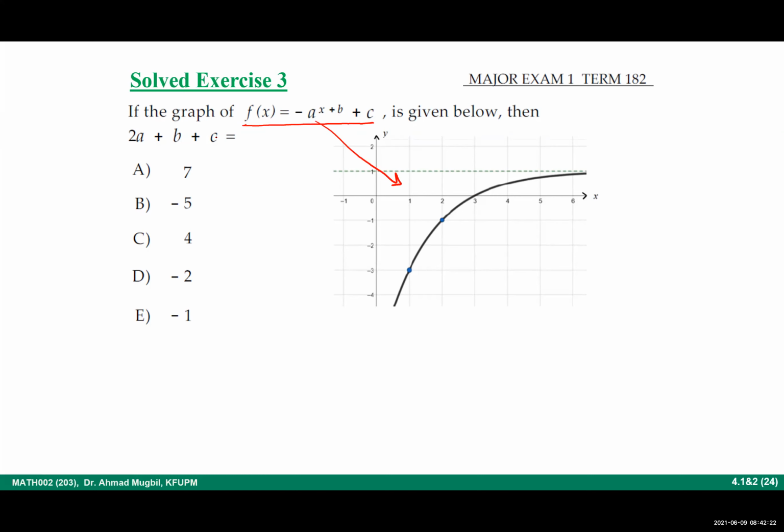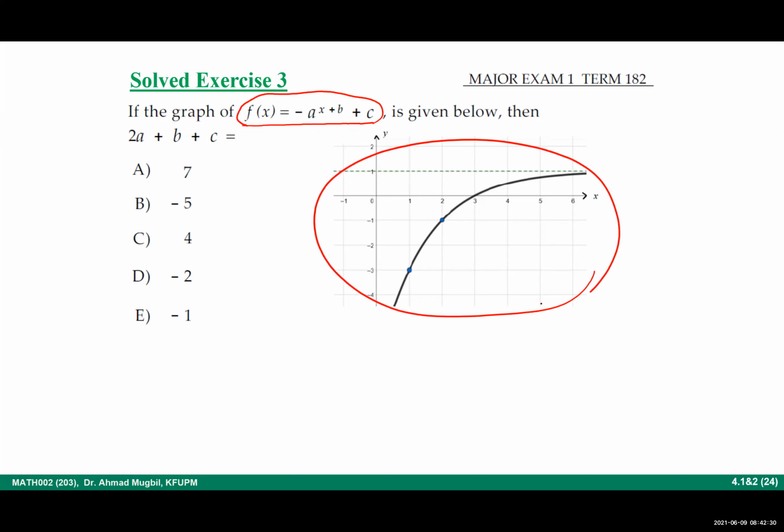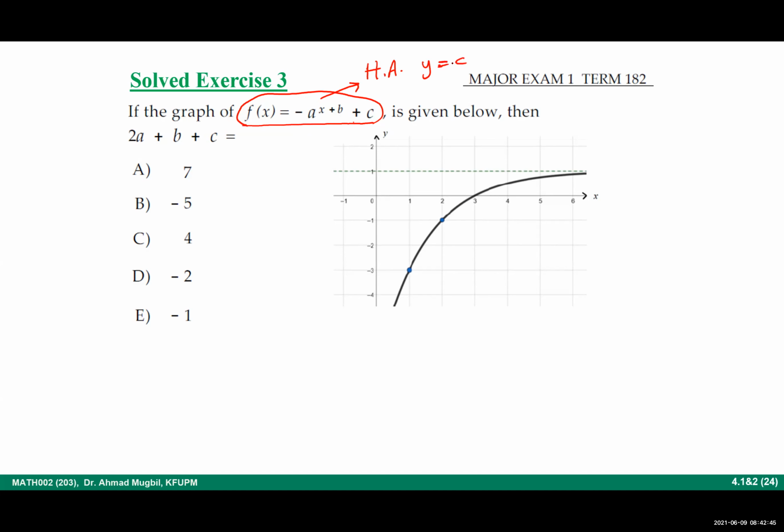Now, what is the easier thing to find? You need to look here and look here. From here, what is the horizontal asymptote? y equals 1. From the function, not from the graph, y equals C. Is that right? Yes. So from here now, what is the horizontal asymptote? y equals minus 1. So what do we conclude from y equals 1? We conclude that C is 1.